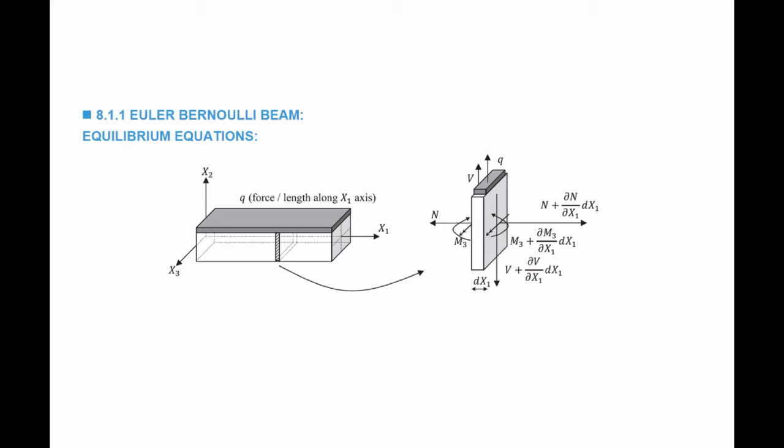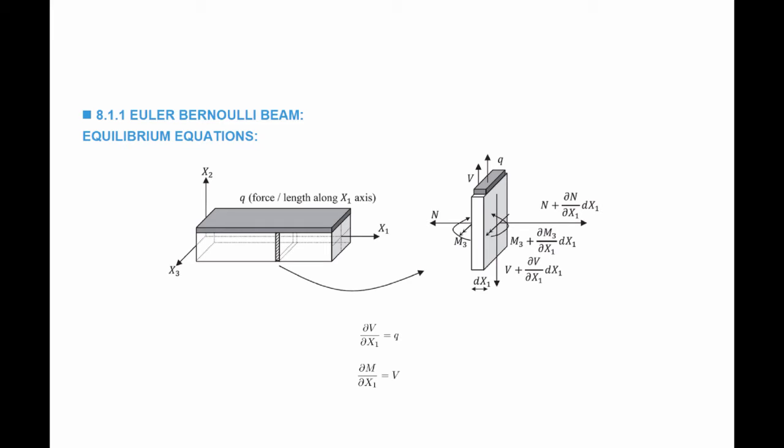The moment on the left is equal to M3. The moment on the right is equal to M3 plus a little bit more, and this little bit more is partial M3 by partial x1 multiplied by dx1. Summing the forces in the vertical direction and equating the forces in the vertical direction to 0, you'll get that partial V by partial x1 is equal to this distributed load Q.